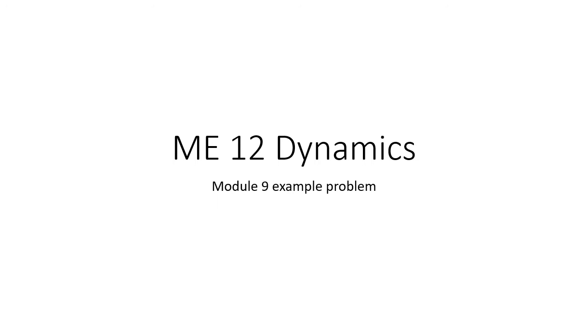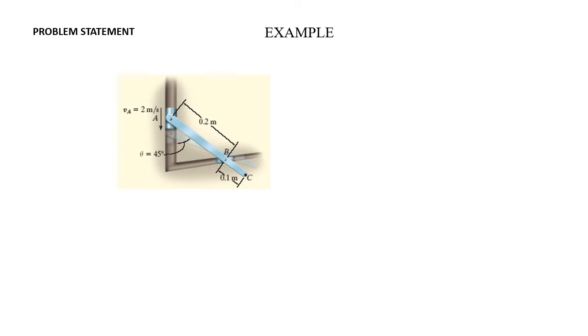Let's take a look at an example problem from Module 9 for ME12 Dynamics. In this example problem, we're given this diagram. In the diagram, we can see we have a link from A to B to C, where we have a pivot point at A, a pivot point at B, and the slider at B is traveling along this track, the slider at A is traveling along this track.